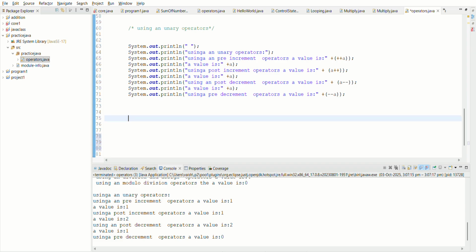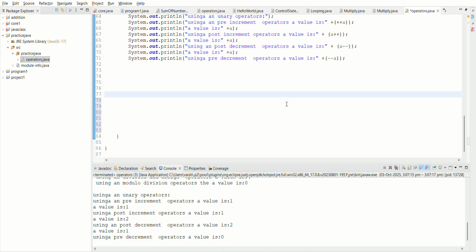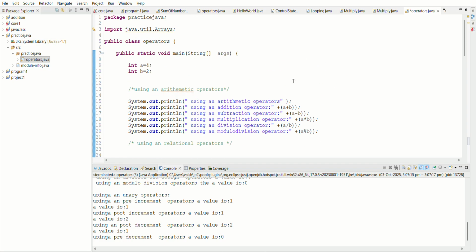The next one is bitwise operators. In the bitwise operators, we have different types: bitwise AND, bitwise OR, bitwise XOR, bitwise NOT, left shift and right shift. Those are the types of bitwise operators. In the bitwise operator, suppose we take a value as 4. It converts into a binary format, like 4 is 1100, and the binary numbers of 4 and 3.